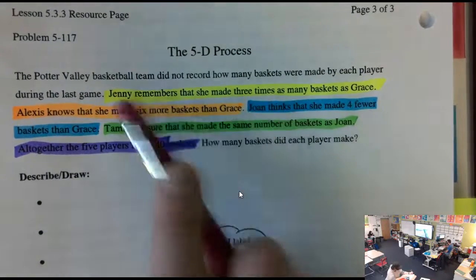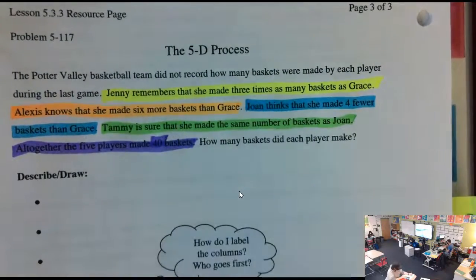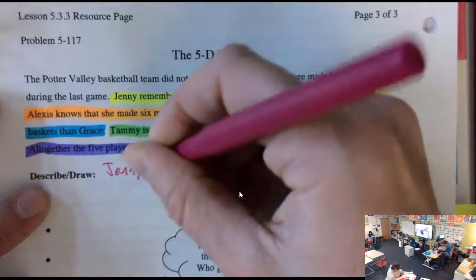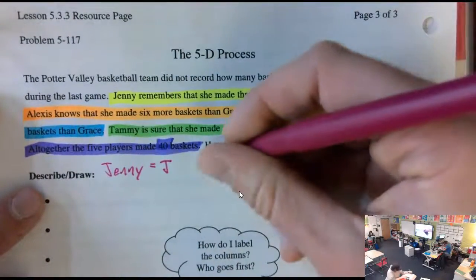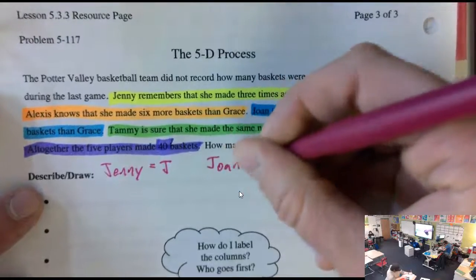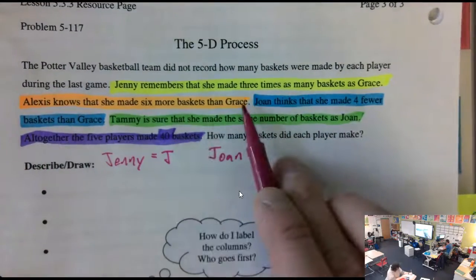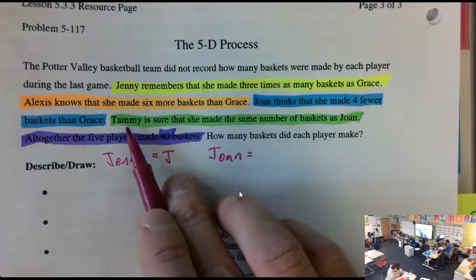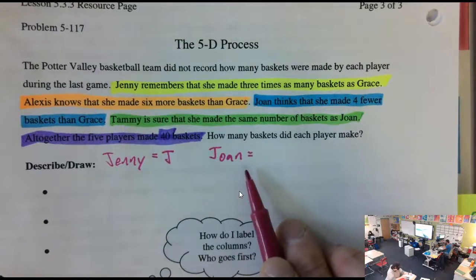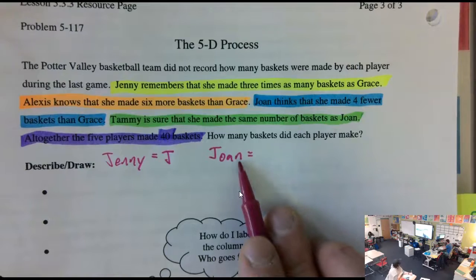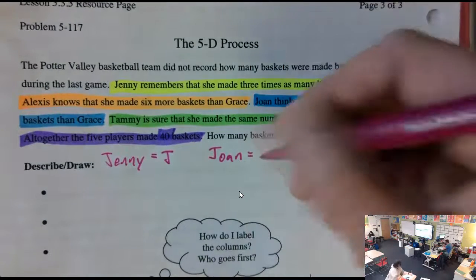Right? So let's go ahead and say Jenny, we're going to make J. But then Joan, let's all agree on something to name Joan. We're going to probably use an A. We're probably going to use a G. We're probably going to use a T. O looks like the number 0. So let's use her last letter of her name. Let's use N for Joan.